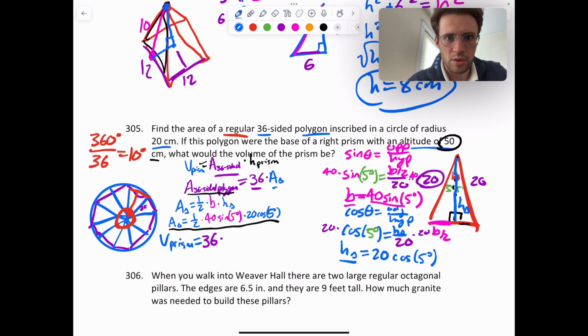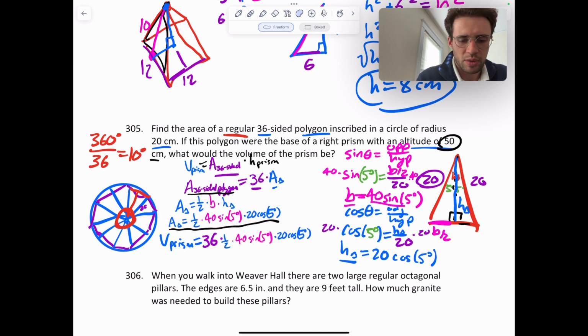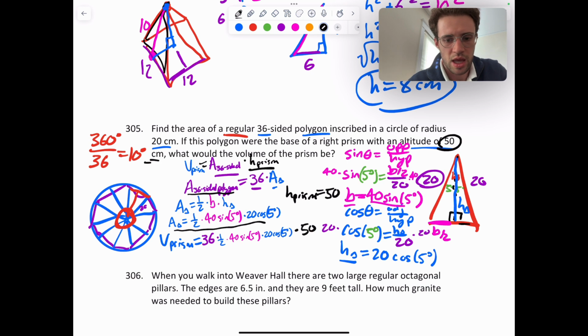Now the area of the triangle we just wrote here. Again, I haven't rounded it yet, but I can just copy this exact expression here, paste it down, right? You could also just rewrite it if you were not being as lazy as I am right now. Now we've got 36 times the area of the triangle, which is the area of the polygon, and we have to multiply that by the height of the prism. We know the height of the prism is 50 centimeters, so I'll just plug that in at the end. So now this is going to give me my answer.